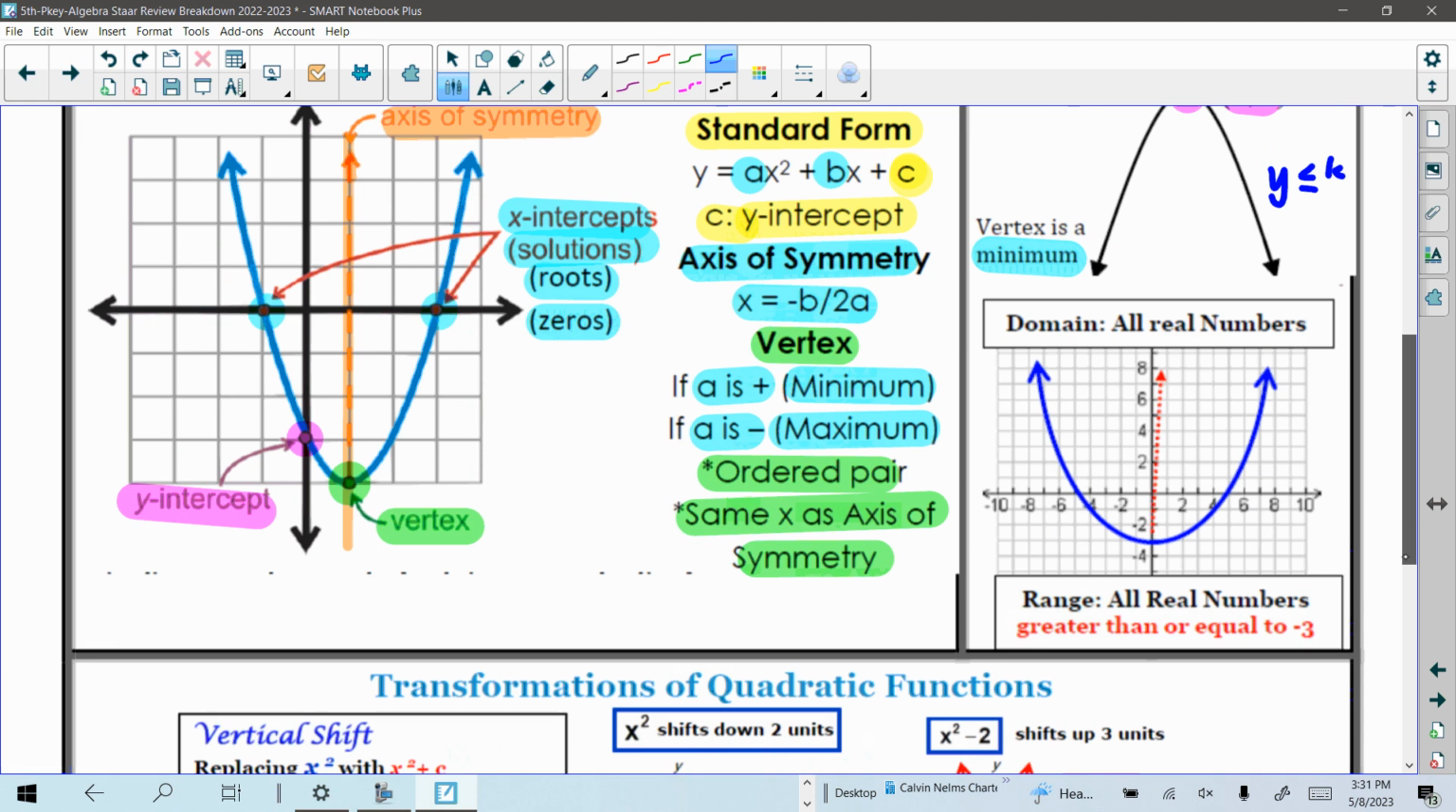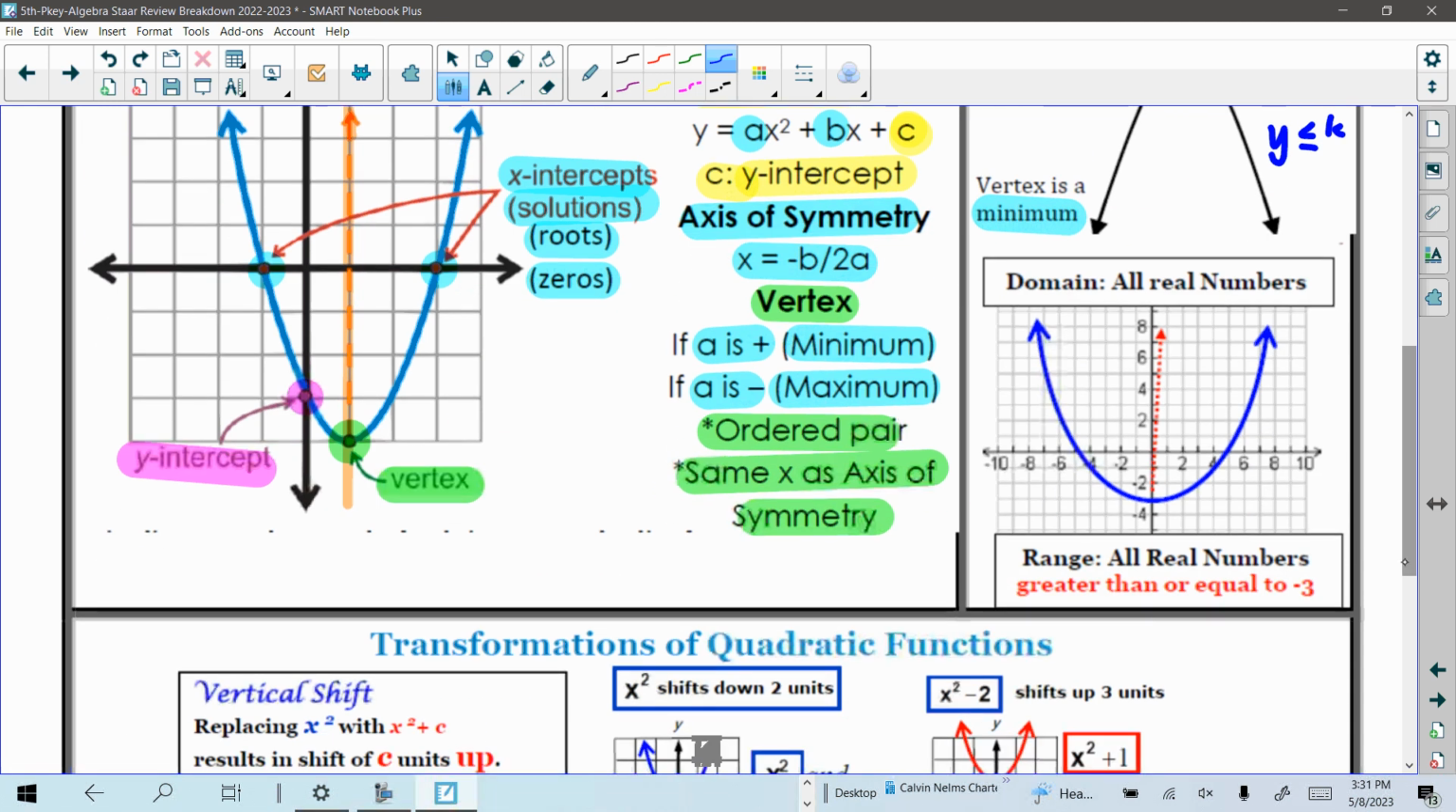This example was given to you in a prior section. Just remember that from here, we know the domain is always all real numbers, but you need to find that this has a minimum and what that minimum value is. The minimum value is -3. Since this is opening up, this would be written as y is greater than or equal to -3. They just showed that in words: all real numbers greater than or equal to -3.